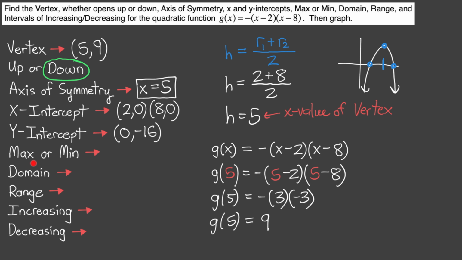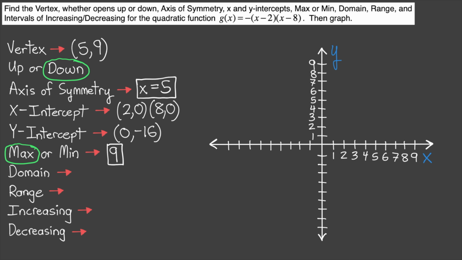All right, and then we have max or min. Because the parabola is opening down, are we going to have a max or a min? Well, we're going to have a max because the highest point here is the top, or the max. And the max is always the y value of the vertex, or the minimum, but in this case we have a max. So it's going to be just 9. All right, we will find the rest of these items after we graph. So let's go ahead and erase our work here and bring up our graph.